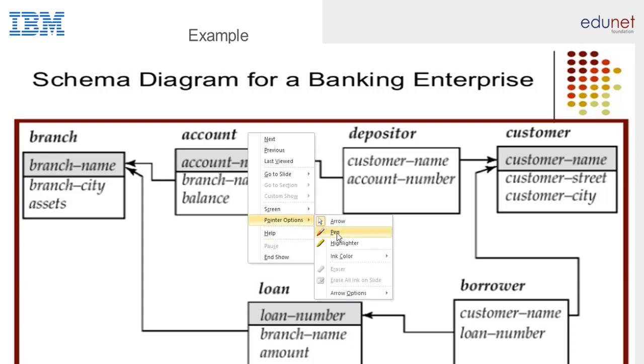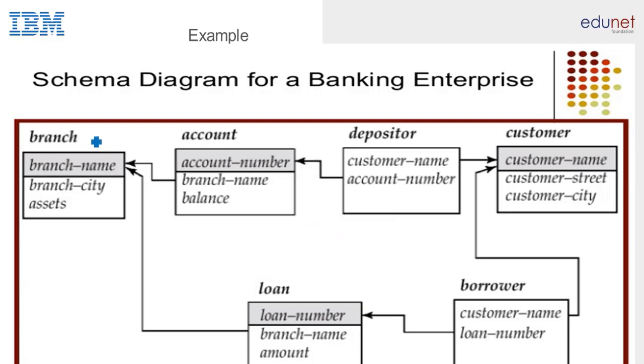I will take the pen. In banking, what do they have? Each bank has a branch. This is the branch table. They have an account table because a customer has an account. They have a depositor table because customers deposit amounts. They have a customer table to keep the information of customers. They have a loan table to describe the customers who have already taken a loan. They have a borrower table for maintaining who is the borrower of a particular loan.